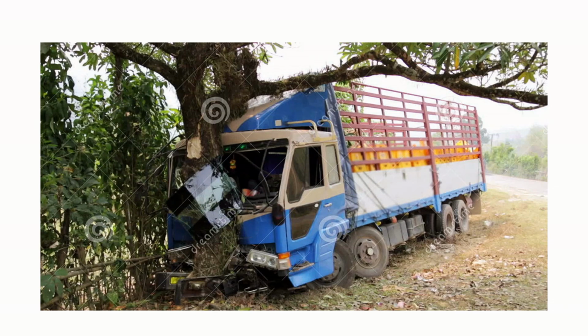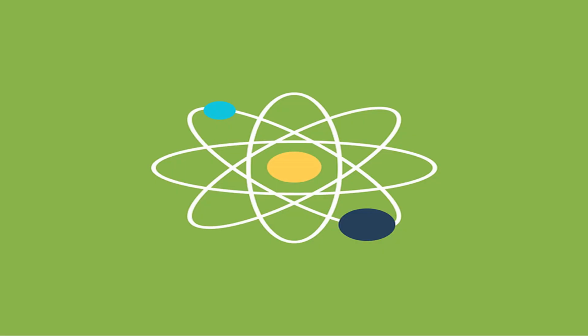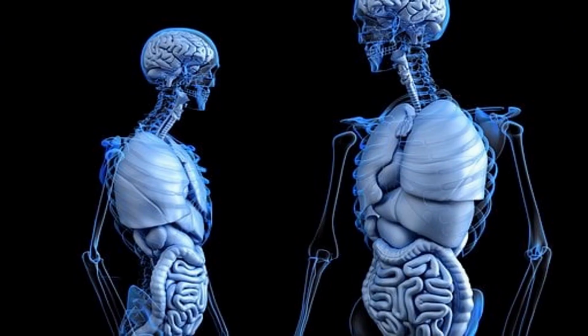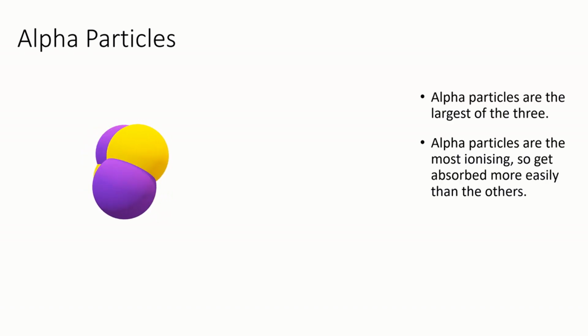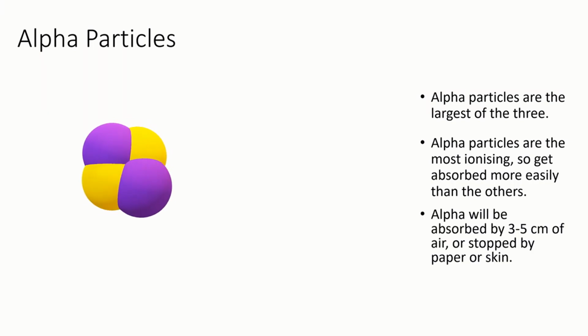Now, this is generally good news for us, as alpha particles can cause a great deal of damage to our health if our internal organs absorb them. The fact that they can't travel far means we only really need to worry about them if we eat or breathe some source in. So to recap, alpha, they are the largest and the most ionising of the three, so will be absorbed more easily than the others. They'll travel through a few centimetres of air and are stopped by any material, even ones as thin as paper or skin.